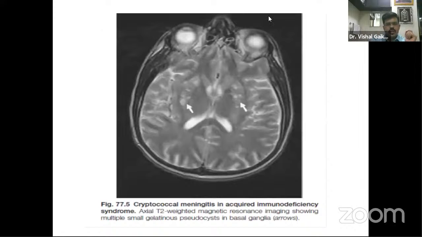This is a T2 image. It is showing multiple gelatinous cysts in the basal ganglia region. These are basically CSF intensity lesions, and along with that, there is diffuse cerebral cortical atrophy, which can be seen in cryptococcal meningitis patients.